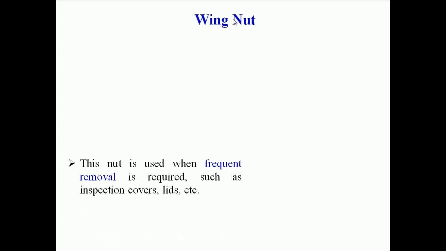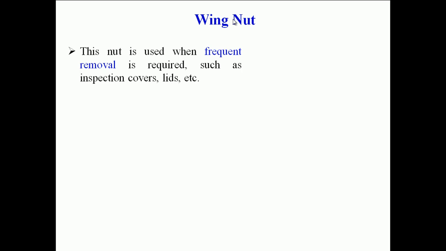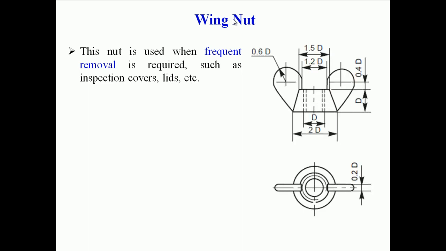Next one is wing nut. This nut is used when frequent removal is required, such as inspection covers, lids. So this is the 2D representation of the wing nut. It is operated by the thumb.